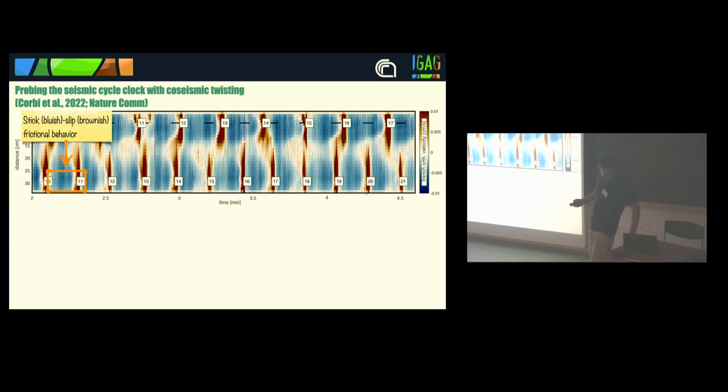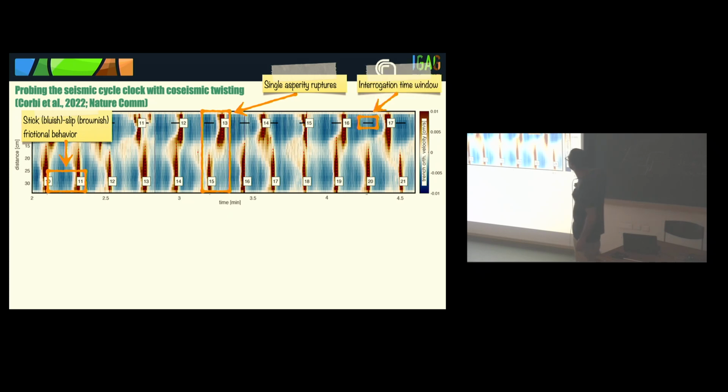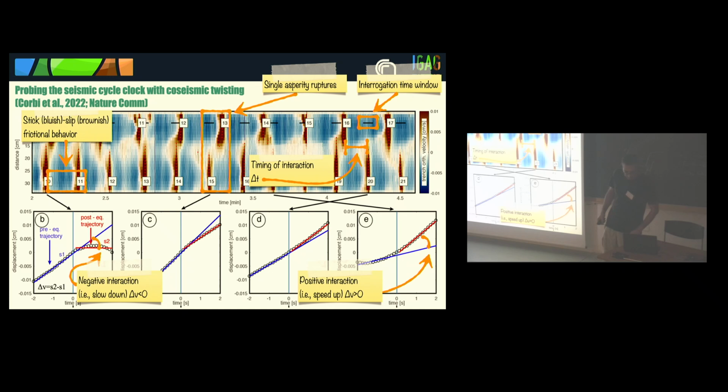So we have these single asperity ruptures. We focus on this tiny interrogation window here, exactly at the middle of the neighboring rupture timing. Of course, we have used not only this time window, but also smaller and larger ones, and we keep track of the timing of interaction. So remember, this delta t is the timing of interaction: how much time is between the cycles of the two neighboring segments.